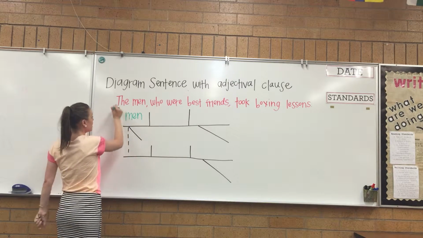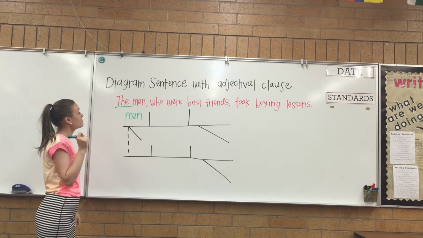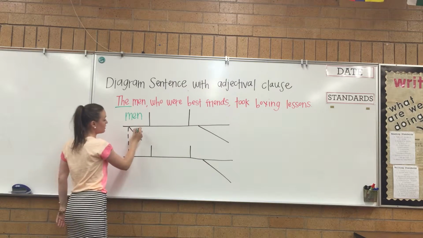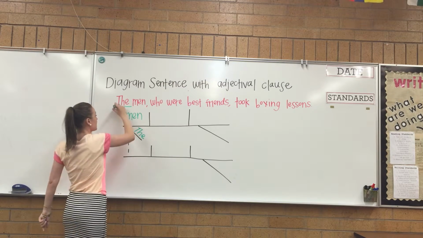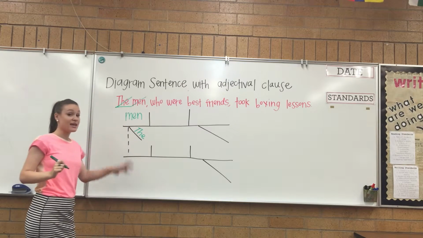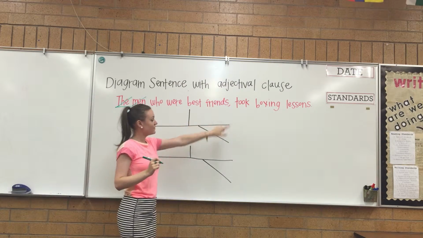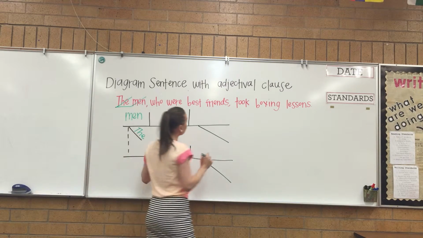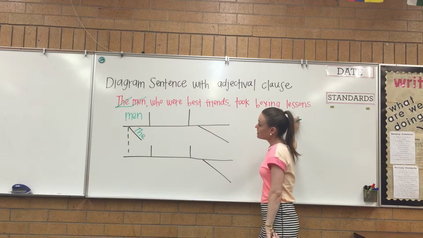Now, the is an article, but it's also describing, as an adjective, the men. So that's why we have a diagonal line going down. So the men. And I like to cross off the words as I put them in the diagram just so it's easier. We're going to completely skip this adjective clause because this is going to be your second row of your diagram. So we have took boxing lessons.